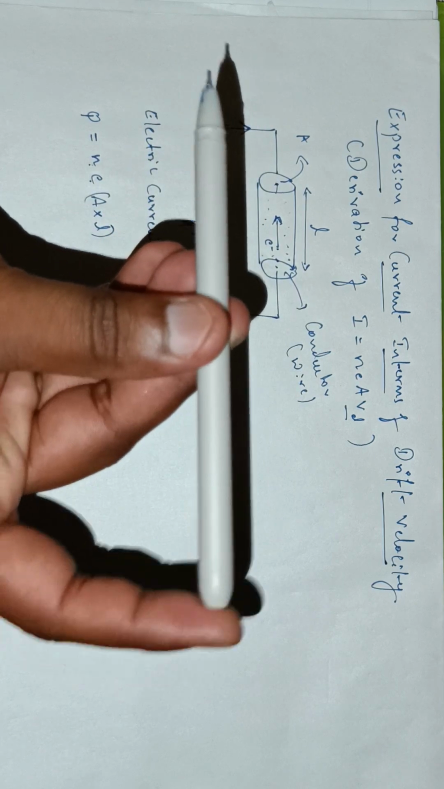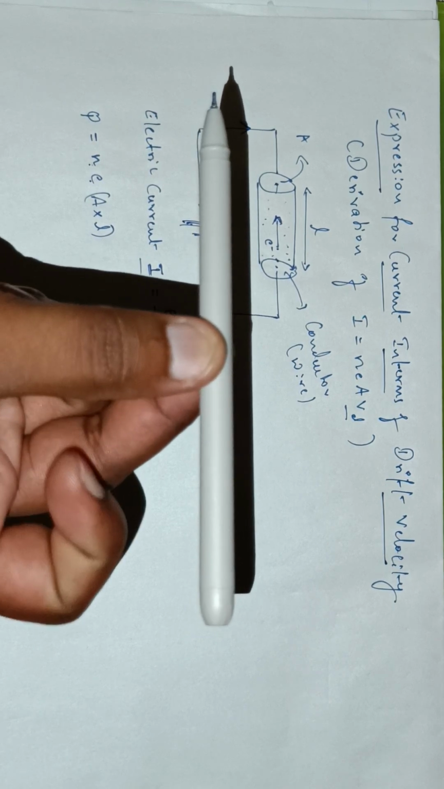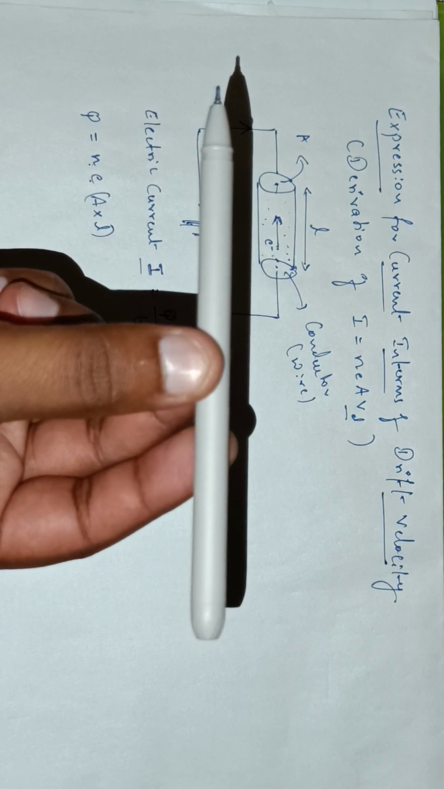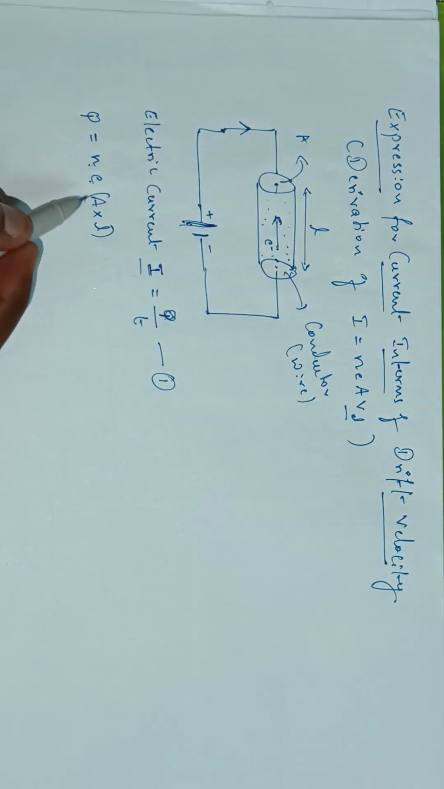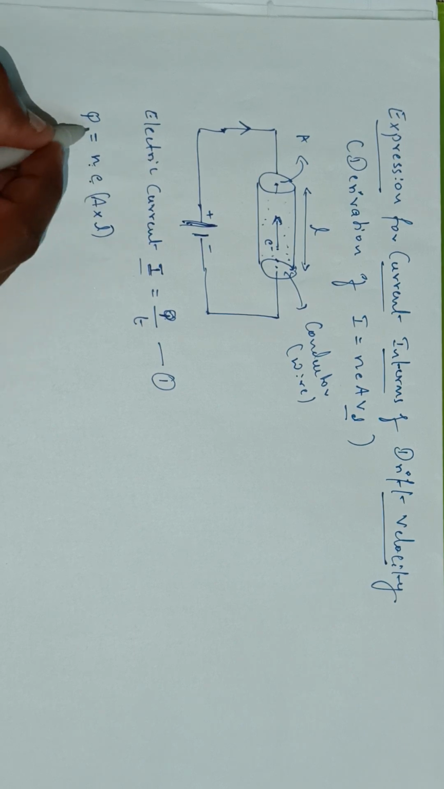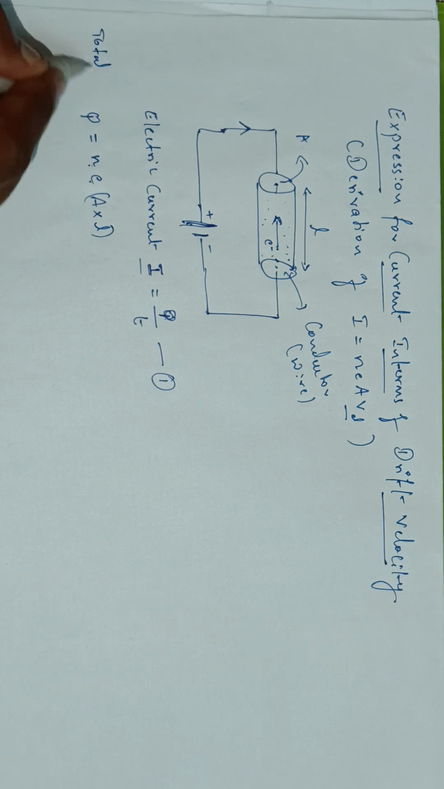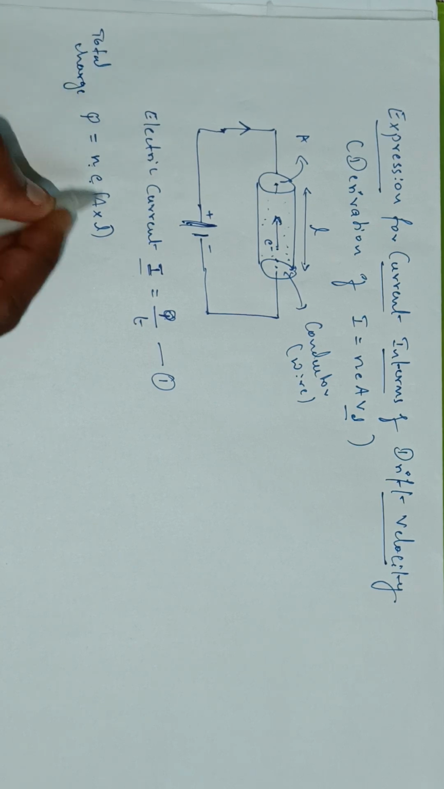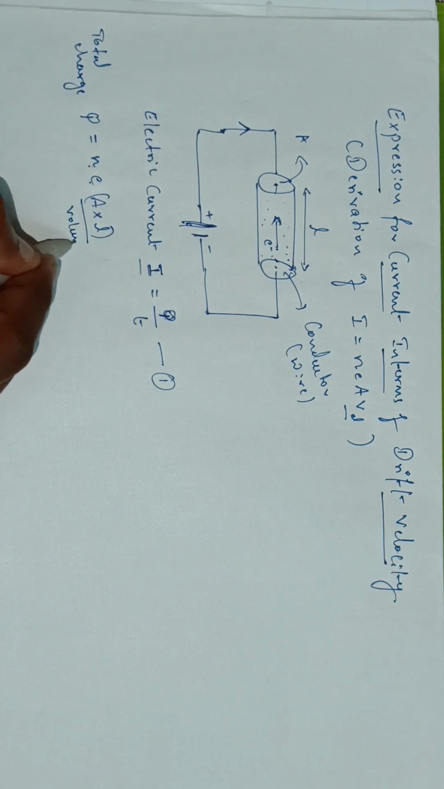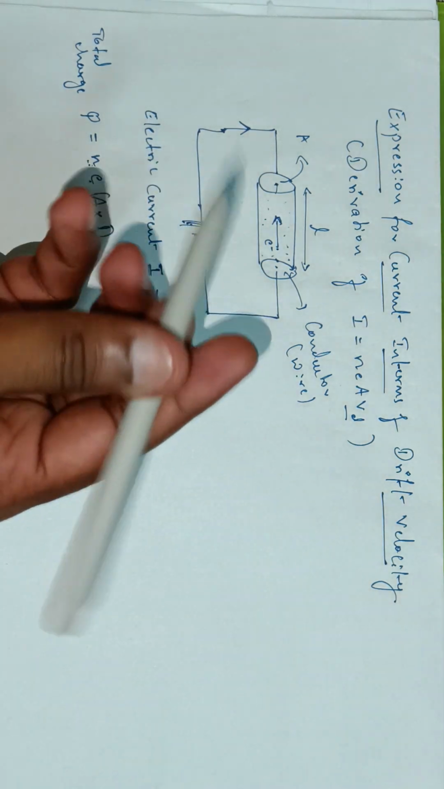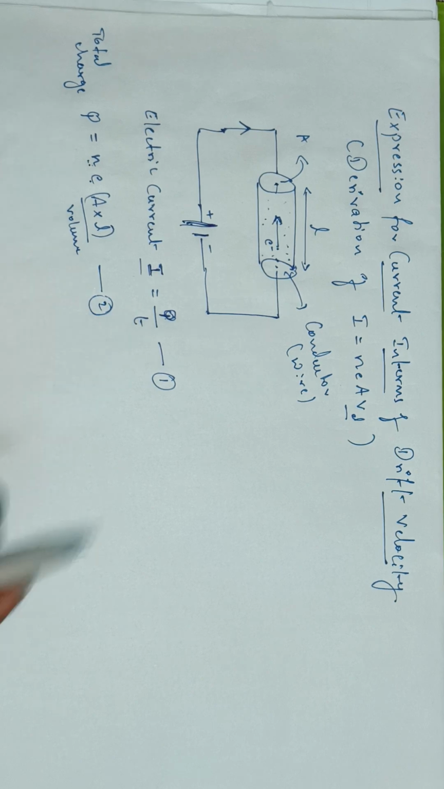Hence there will be n number of electrons present inside this volume. If we consider this pen as a conductor, n number of electrons will be present throughout the volume of the conductor. This is the meaning of this equation. Q means total charge. Total charge is n e A into L, where A into L is nothing but the volume, and n is the number of electrons present per unit of this volume. This one we take as equation 2.